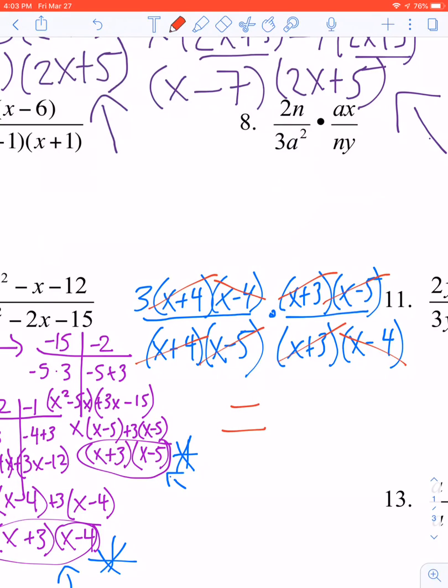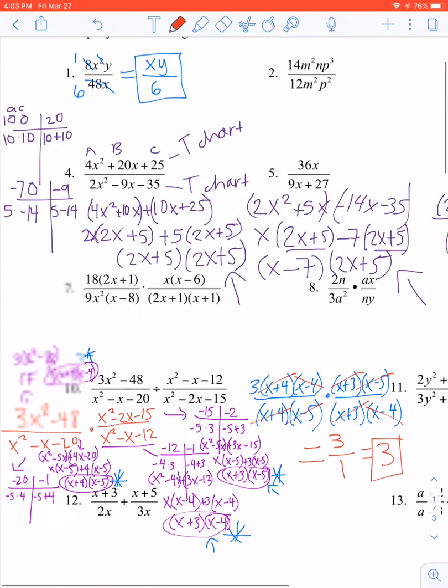And what do we have left? We have a 3 on the top, that's all, everything else canceled, and then everything on the bottom canceled. That doesn't mean the bottom is 0, that means the bottom is 1. So our final answer is just 3. So basically what we just found out is that this big fat equation right here simplifies to 3. Take a deep breath. That's our answer for number 10.